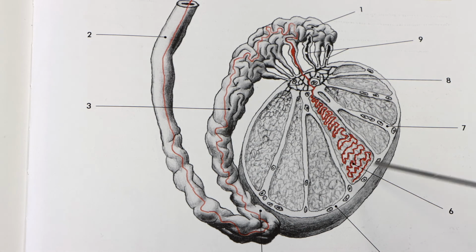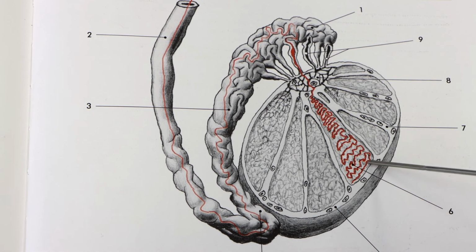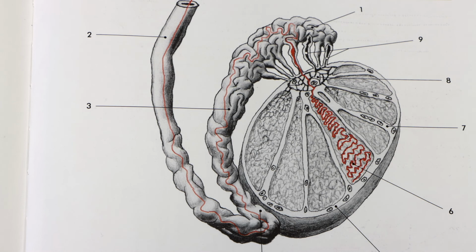So this whole production and maturation of the sperm, called spermatogenesis, is divided into spermatocytogenesis, which is the mitotic activity, and spermiohistogenesis, which is the maturation of the sperm. It continues and happens inside these seminiferous tubules.